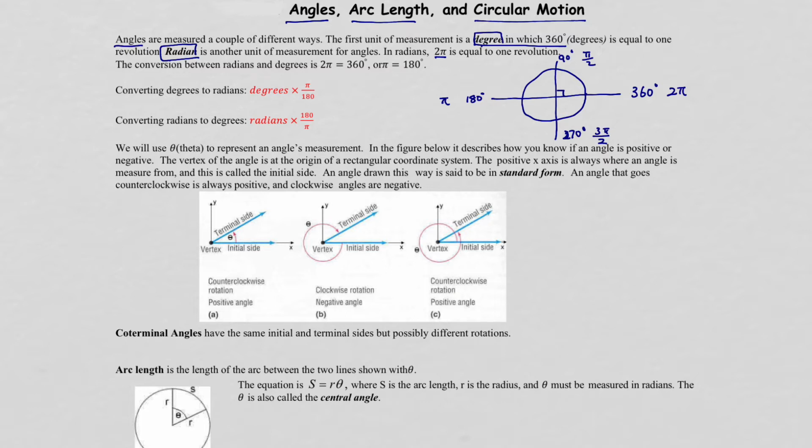And we're going to use radians a lot in this class. So we need to get familiar with it. The first thing we need to do is knowing how to convert from degrees to radians. Degrees to radians, you're going to multiply degrees times pi over 180. Radians to degrees, we're going to multiply radians times 180 over pi.